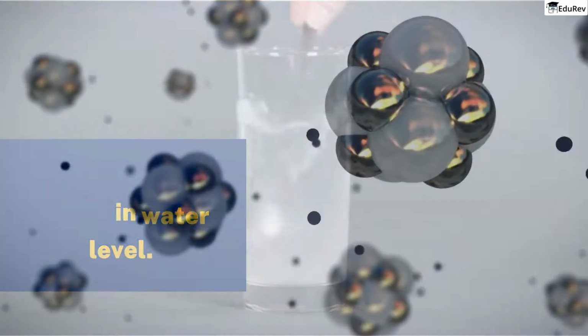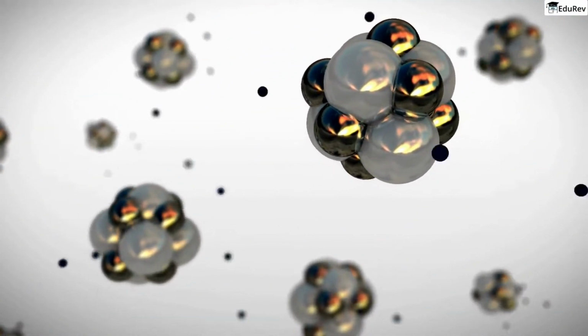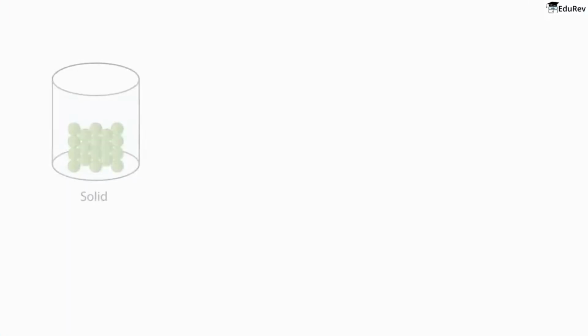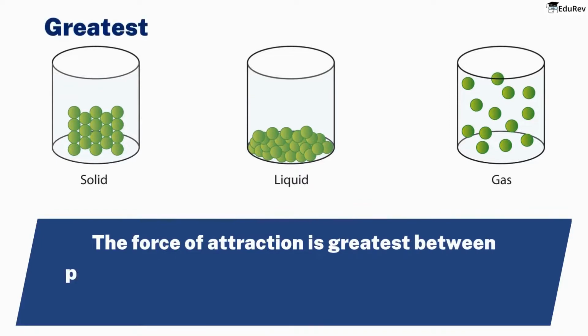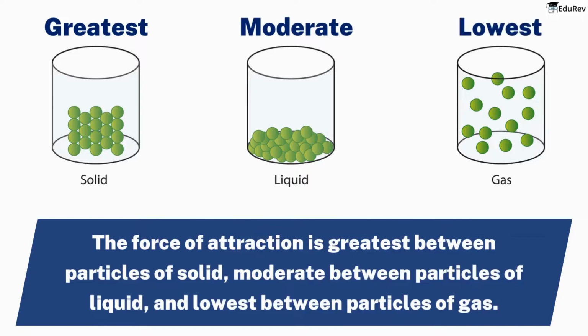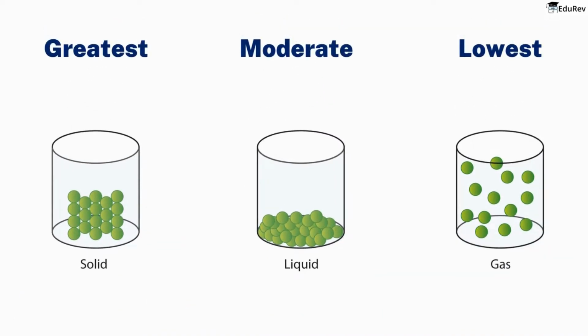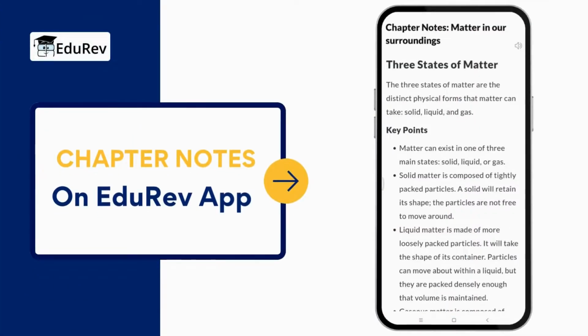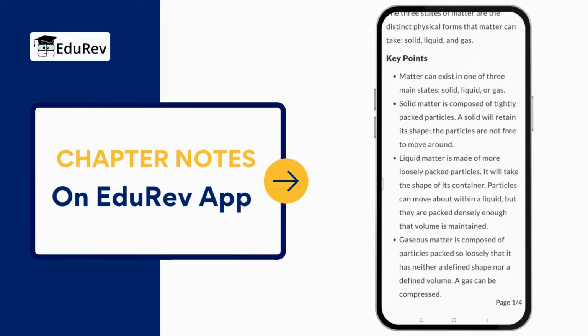Particles of matter also attract each other due to the force of attraction. This force of attraction between particles keeps them bonded together. The force of attraction is greatest between particles of solid, moderate between particles of liquid, and lowest between particles of gas. This is why we can easily move our hand through air, but not through wood. In fact, the force of attraction between particles of solid, liquid, and gas can be arranged in decreasing order as follows: solid, liquid, gas.